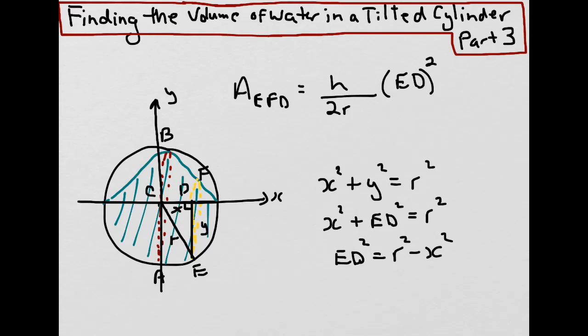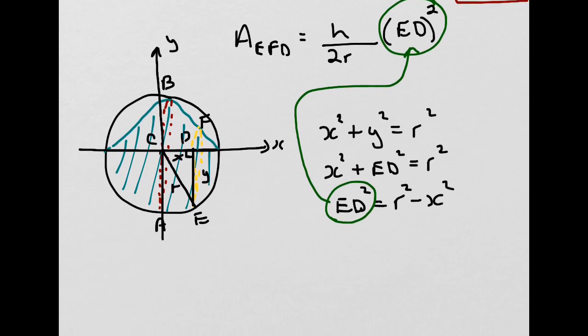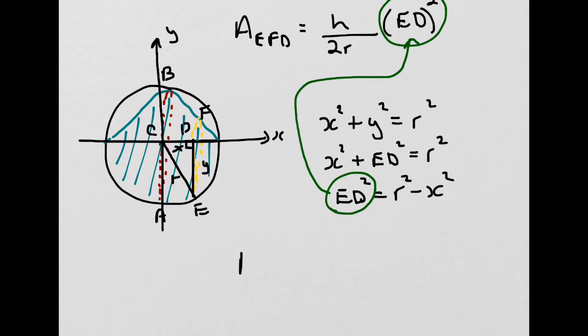In part two, we found a relationship between the distance ED, which is this distance here, the constant R, the radius of the cylinder, and X, which is some distance X away from the center. What we can do now is substitute our value for ED squared into the original area formula we calculated in part one. And when we do that, let's move this up a bit, we would get area EFD is equal to H over 2R times R squared minus X squared.